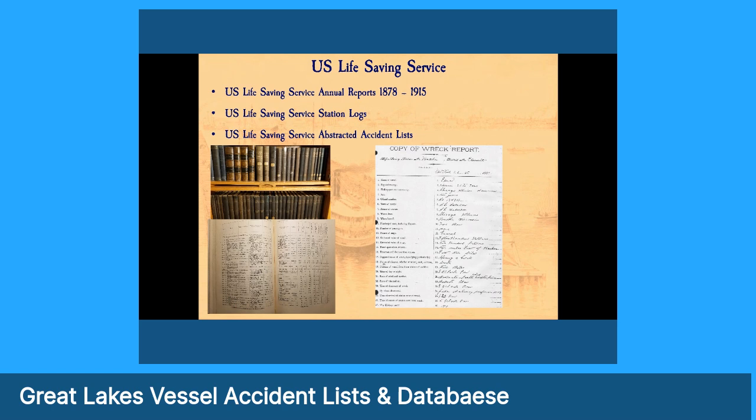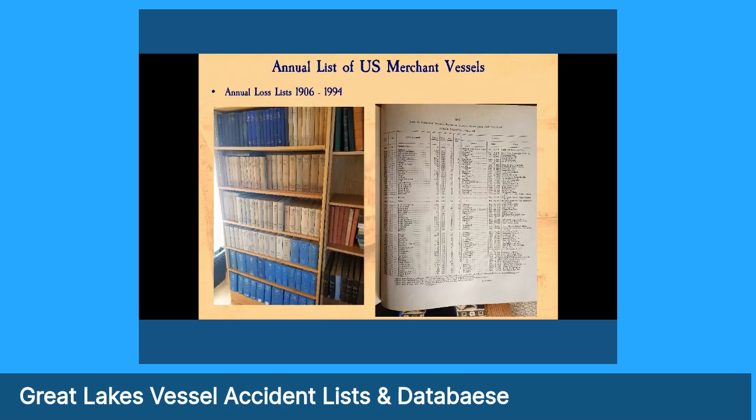All right. Now here's the granddaddy of them all. A lot of people don't know that the annual lists of U.S. merchant vessels contain an annual loss list beginning in 1906 and running up to 1994. I happen to have every single one of the annual lists of U.S. merchant vessels in original in my collection. And so I have all these.